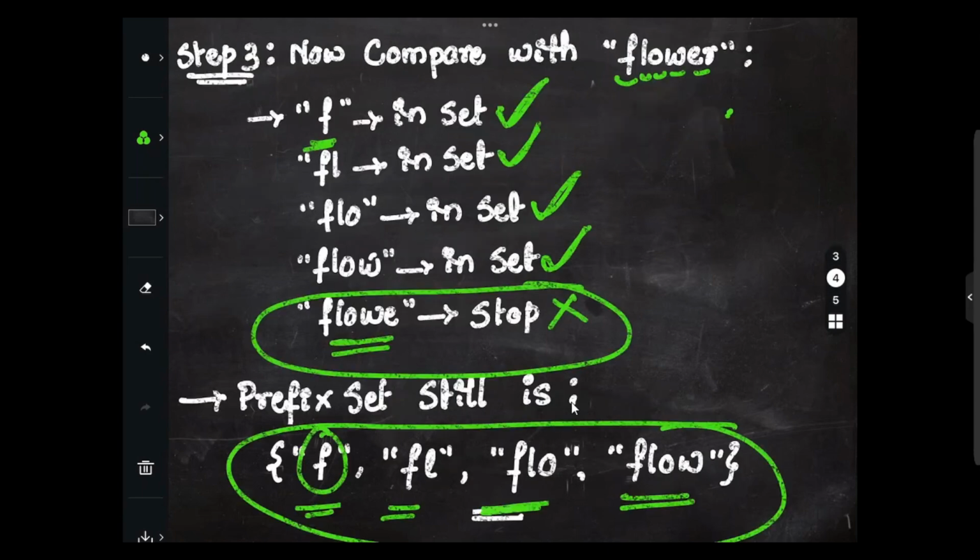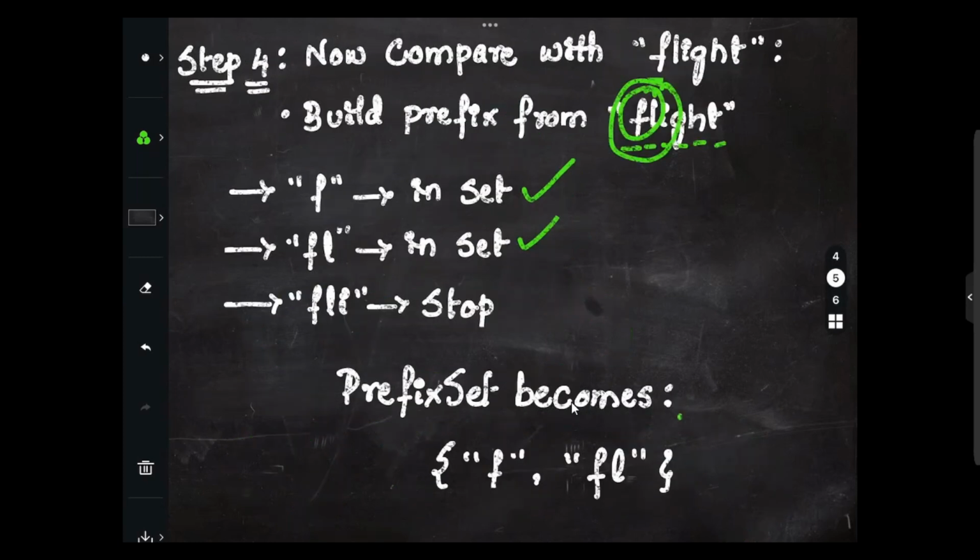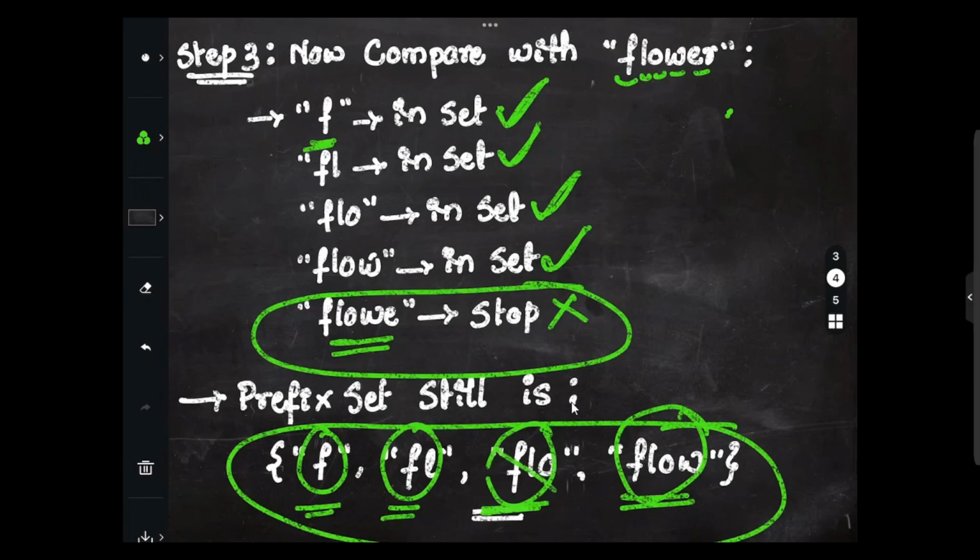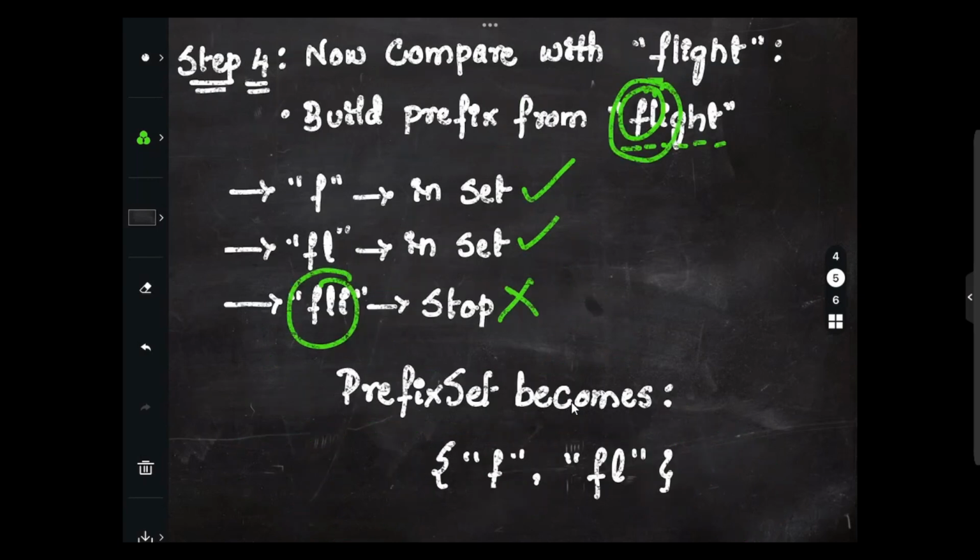Basically, see here, F, FL. Next it has to be FLO, then FLOW, right? FL is present and FLI is not present. So we will stop here. So now what we will do, these two things are removed. FLO and FLOW are removed because they are not present in flight, basically. So these two things will be removed. Now the prefix set consists of only F and FL. These two things, F and FL, right?